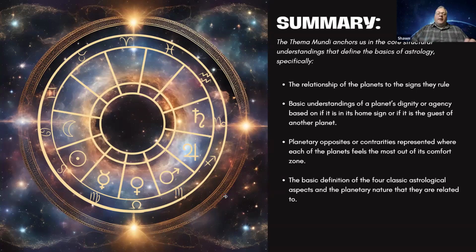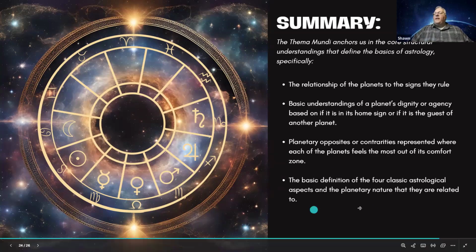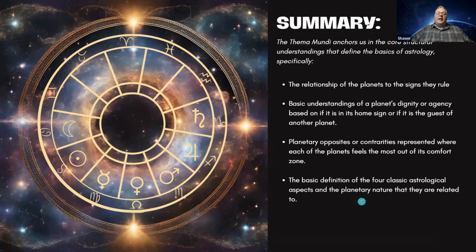And as a reminder, those contrarieties like Venus and Mars, Mercury and Jupiter, Saturn and the lights, these have to do with those planets being outside of their comfort zone, and far away from home. And we also have the basic definitions of the four classical aspects. Pretty amazing. It's one of the reasons why I love this tool.